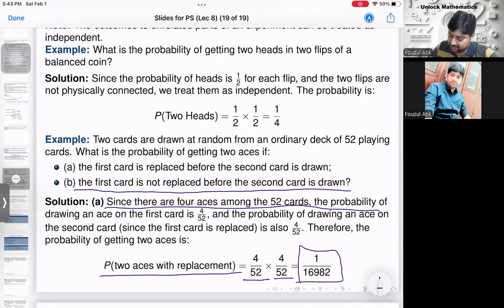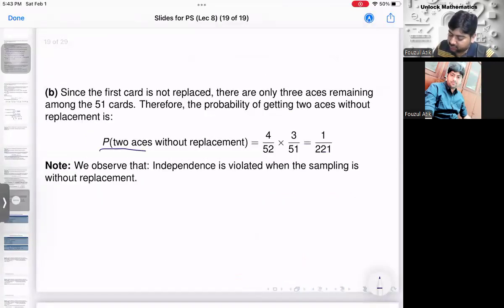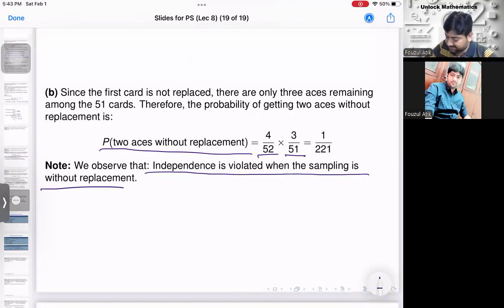So in this case, you will have the probability of two aces without replacement. It is 4 by 52 into 3 by 51, which is equal to 1 by 221. Therefore, we observe that the independence is violated when the sampling is without replacement. I hope it is clear.